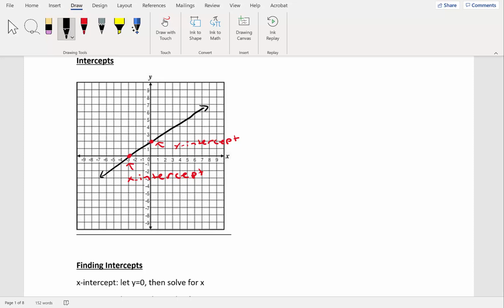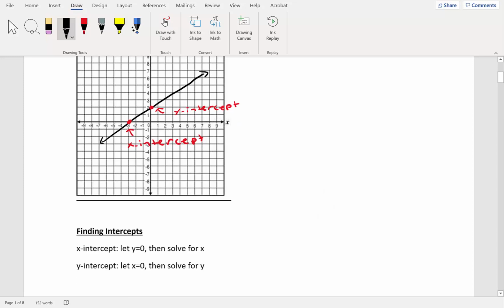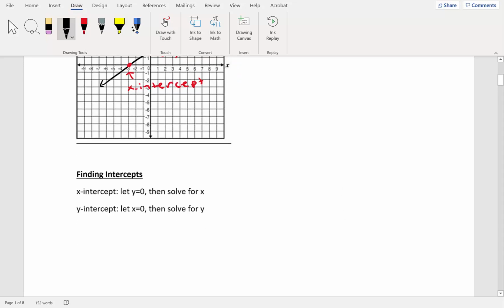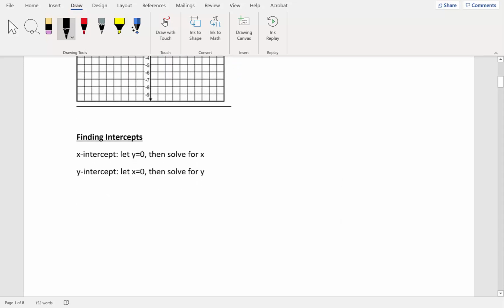Also for the y-intercept, the only way that the line could cross the y-axis is if your x-coordinate is 0. So to find the y-intercept, you're going to let x be equal to 0 and then solve for y. Let's go ahead and take a look at some examples.